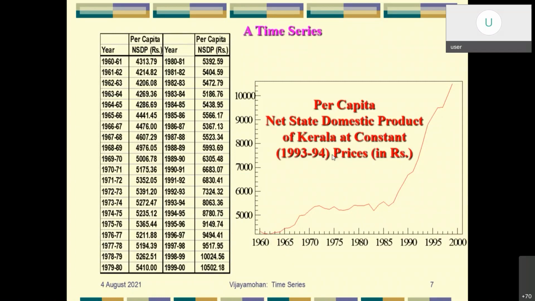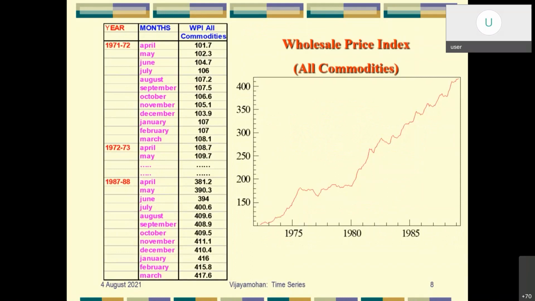And here we have the wholesale price index for all commodities in Kerala for certain months. I haven't given the full data. I have given the starting points 71-72, this monthly data, up to 87-88. This is the graph of that data.